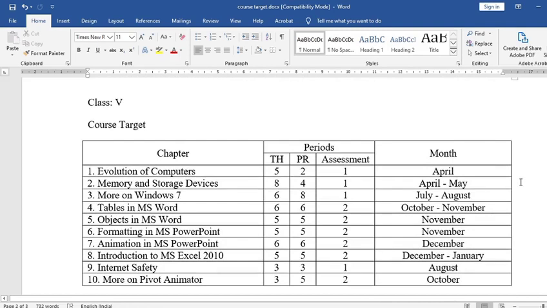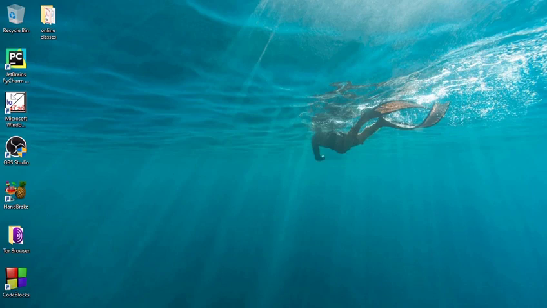For class 5th, I would be first dealing with evolution of computer, how computer evolved, what the generations of computer were, and what are today's computers, what are the different types of devices or machines invented during this era. Then I will move to the next chapter, which is on memory and storage devices. What are the types of memory we have inside computer, and what are the devices we require to store our data. I will also try to cover these two chapters for your PA1 exam. So students, please get ready for your upcoming exam.